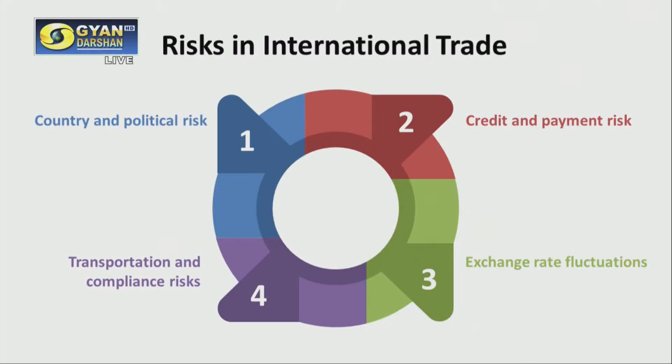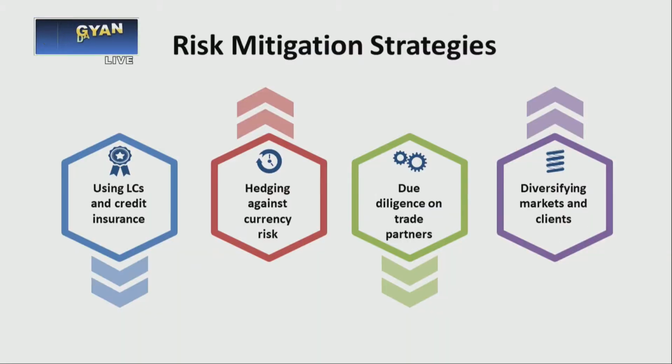Now there is also transportation and compliance risk, because in international trade there is a lot of threat during transportation. So these are the various risk mitigation strategies. One is we can use letters of credit and credit insurance for mitigating the risk. We may use hedging against currency risk and due diligence on trade partners. Before conducting trade with the other parties, we may go for due diligence, and we may diversify our markets and clients in order to reduce the international trade risk.